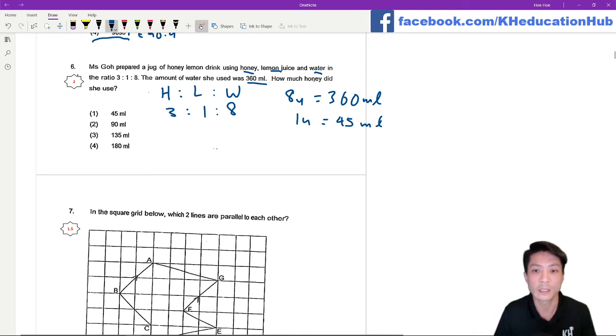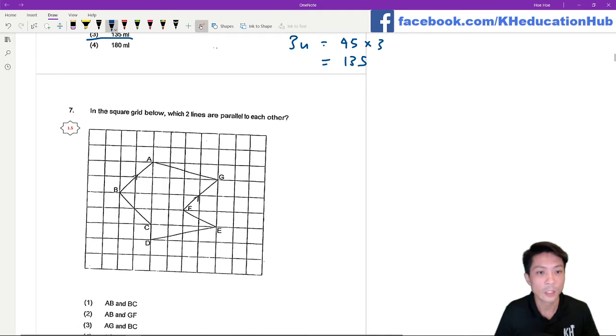From there, they're asking how much honey did she use. So honey is basically 3 units. 45 times 3 will give me 135. The answer is number 3. Let's move on to question 7.